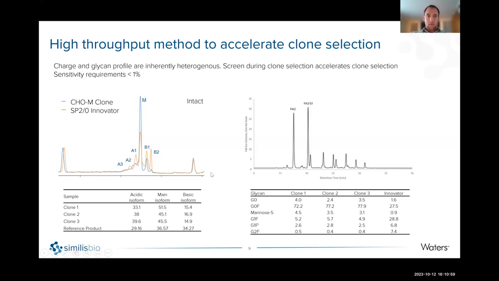But again, just to recap, we are evaluating a ton of programs. For each program, we're looking at tens to, we haven't narrowed it down, maybe 4 top clones that we're looking to move forward. And then, for charge variant characterization and glycan characterization, the number of samples tested is quite large.